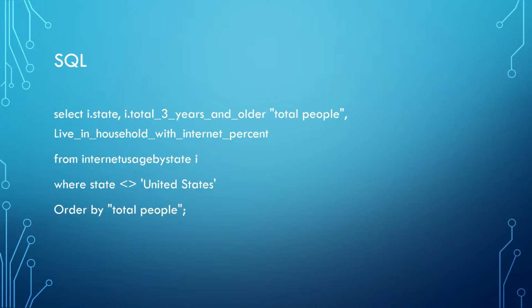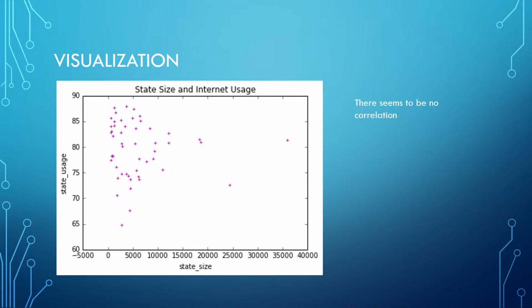I had it so state does not equal United States because there was a row that had all the data collection in it. And I ordered it by total people so we could see how the scatter was in a more organized manner. We can see by this graph that there is no correlation, and it seems like any size could have any internet usage percentage.